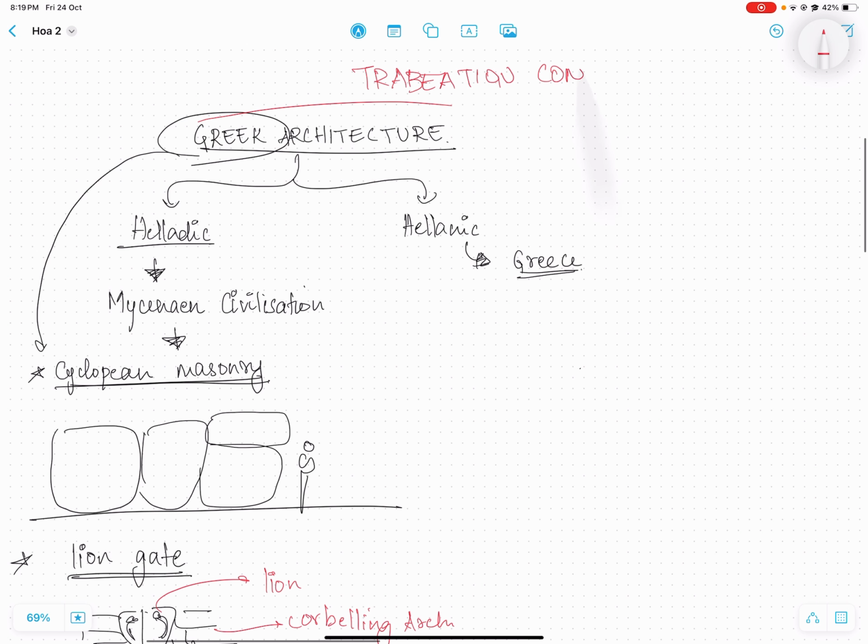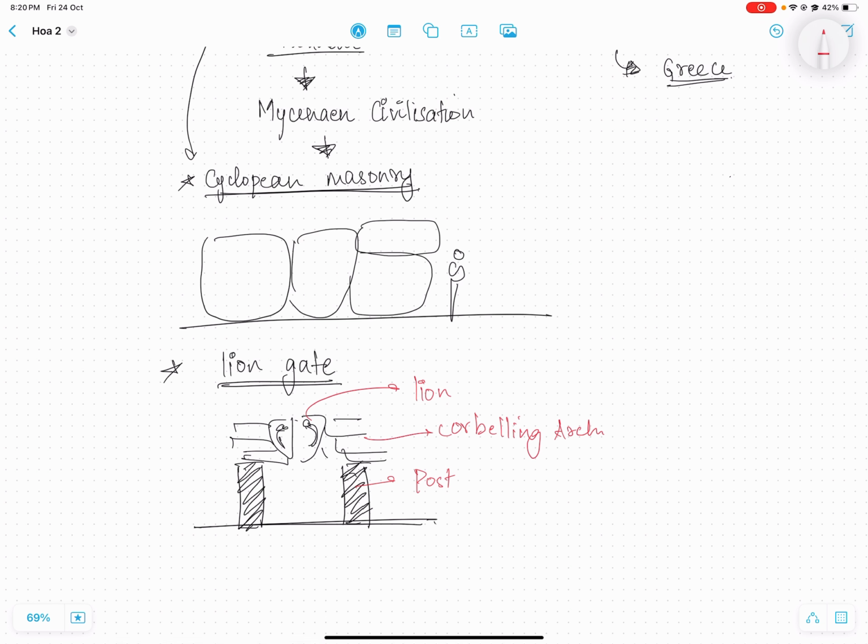It is also said that Greek architecture was a Trapezian construction. So what is Trapezian construction? It means something that has to do with post and lintels, which is columns and beams. Okay, we have lion gate, and I'll show you a picture of a lion gate in a while.